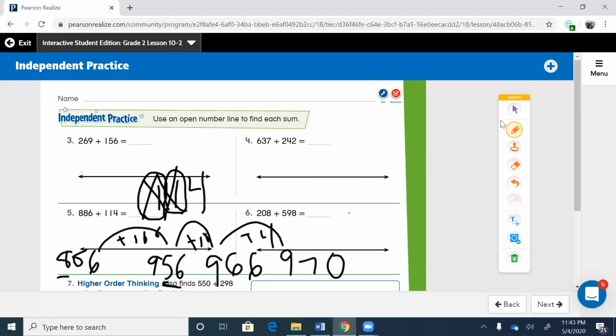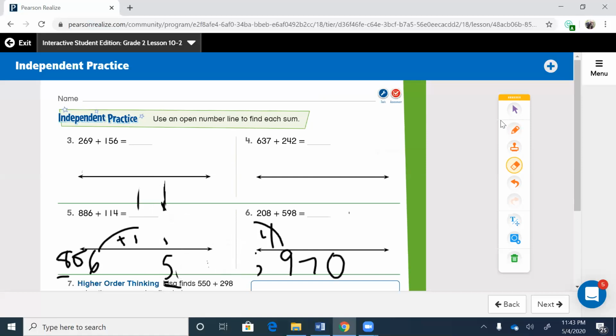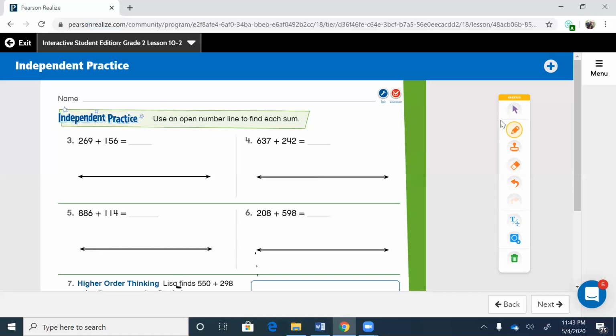All right, that one was a lot easier because the number was smaller, right? Oh, let's look at number 6. This one is tricky because it's not set up for the open number line. You have to look. 208 plus 598. Remember, the bigger number goes first. You can add in any order. So let's put 598 first. Then we don't have to make so many jumps.